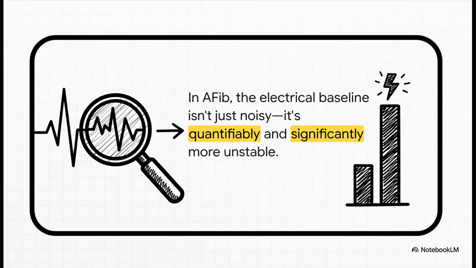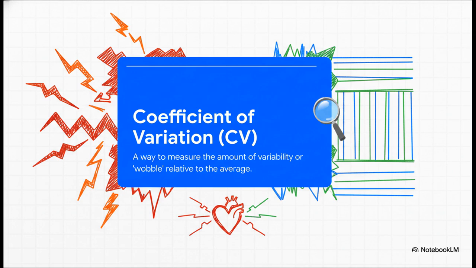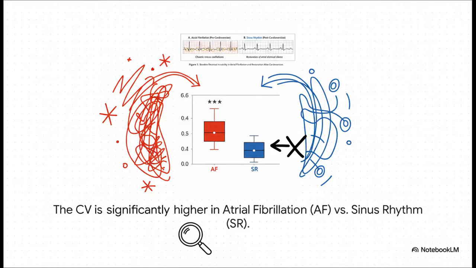So here's the bottom line. The chaos we see isn't just in our heads, it's real, and it is totally measurable. That baseline isn't just a little noisy, it is quantifiably, significantly unstable. And that instability, that's the smoking gun for atrial fibrillation. So to put an actual number on that wobble, scientists use a really neat tool called the coefficient of variation, or just CV. You can just think of it as a standardized way to measure instability. A really high CV means lots of chaos, and a low CV means things are nice and stable. Simple as that.